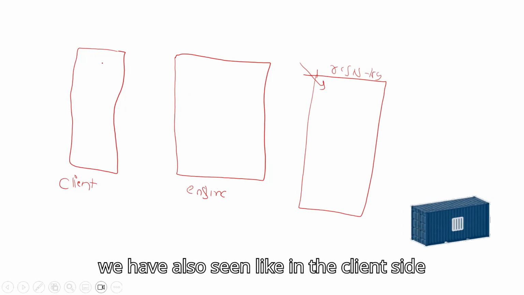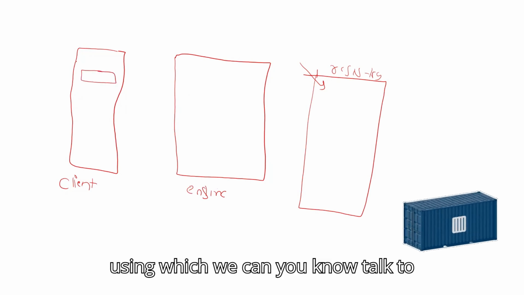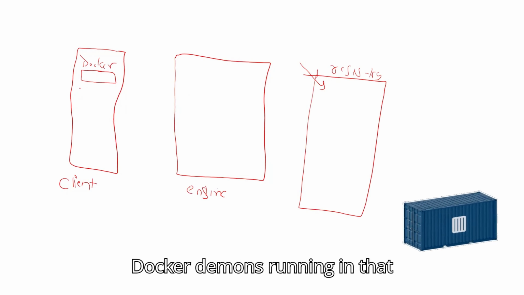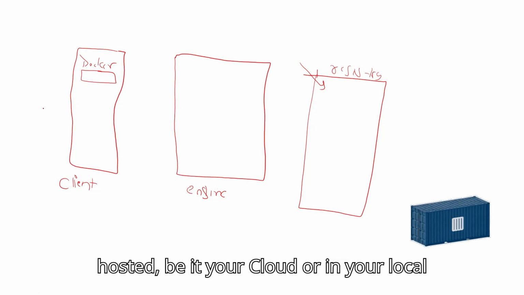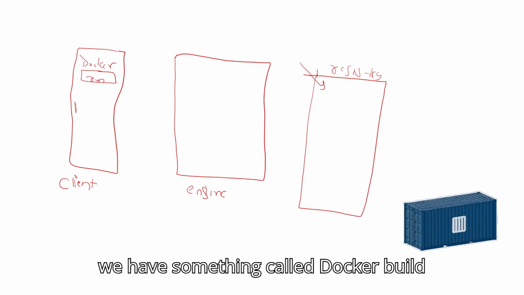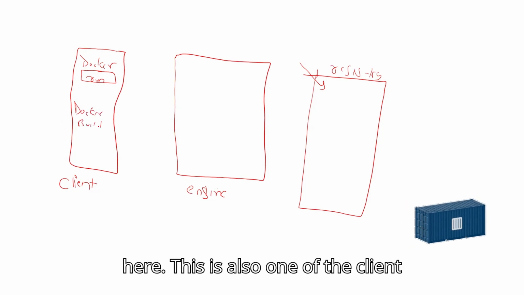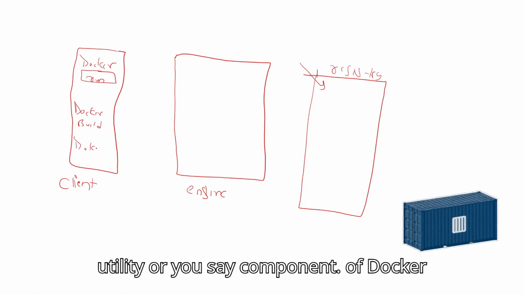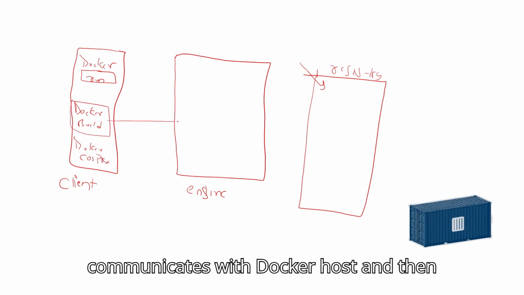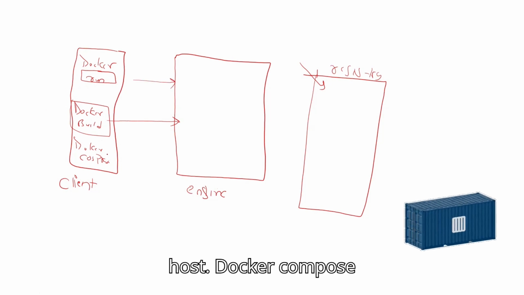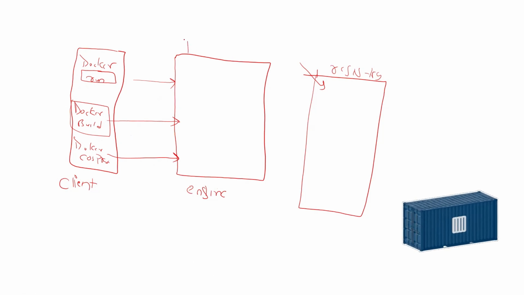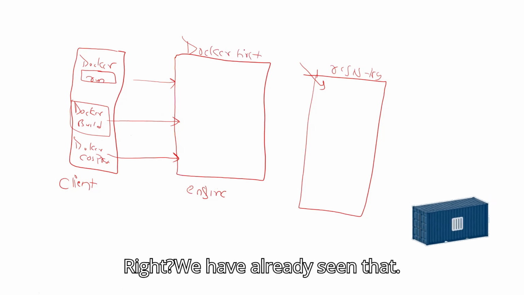On the client side there are three main things using which we can talk to the Docker host, which has the Docker daemons running on that particular server or host, wherever it is hosted, be it your cloud or your local system. We have Docker run, then we have Docker build, which is also one of the client utilities or components of Docker, and then we have Docker compose. Docker build communicates with the Docker host, Docker run communicates with the Docker host, and compose talks to the Docker host. We have already seen that.